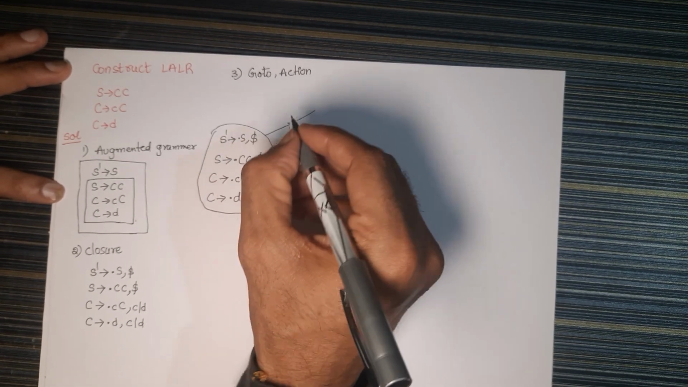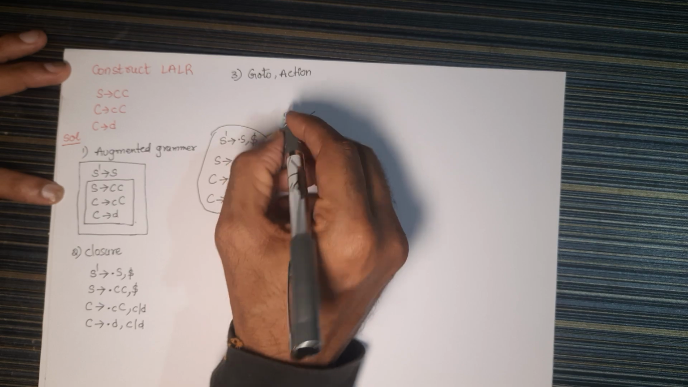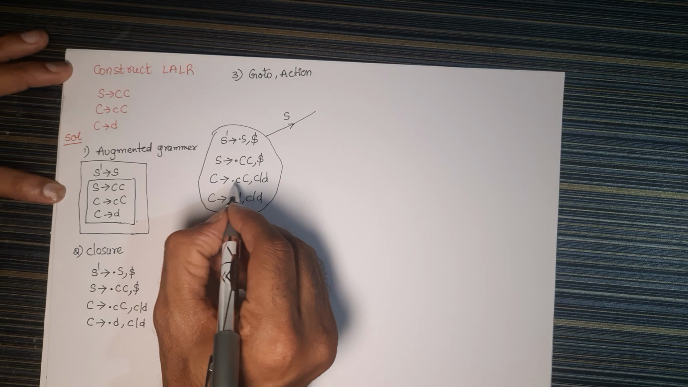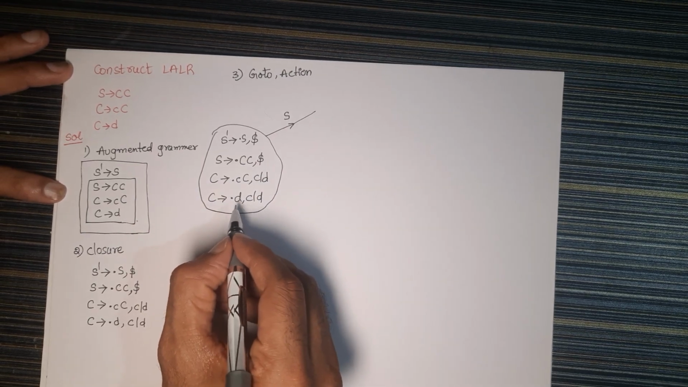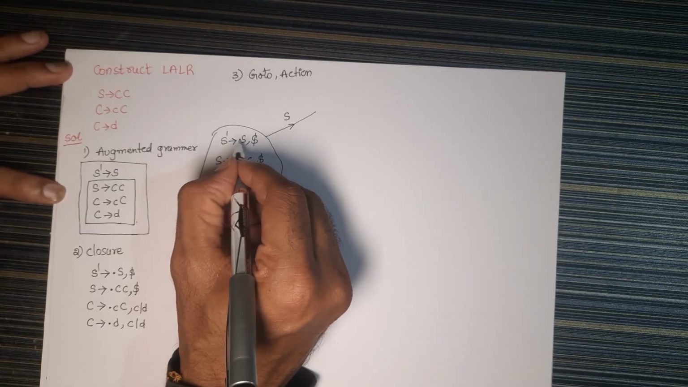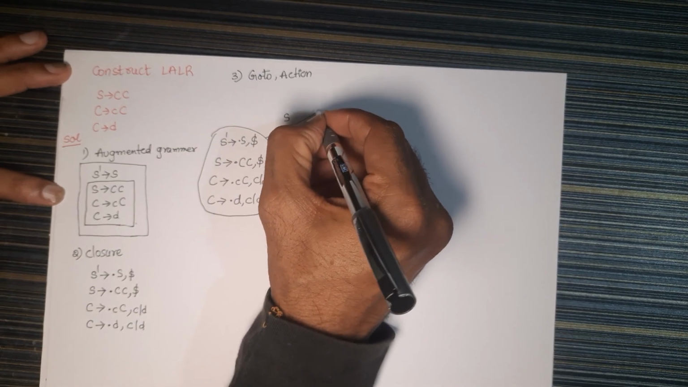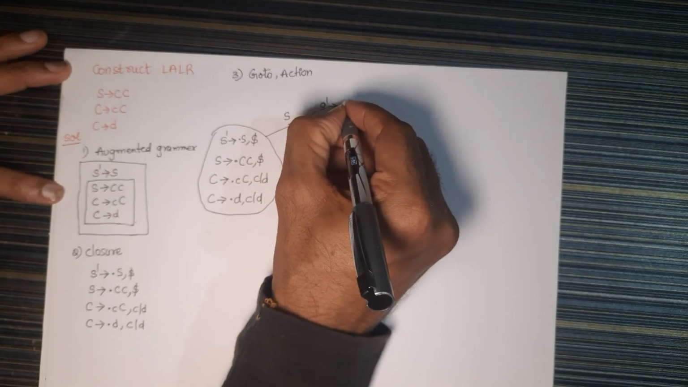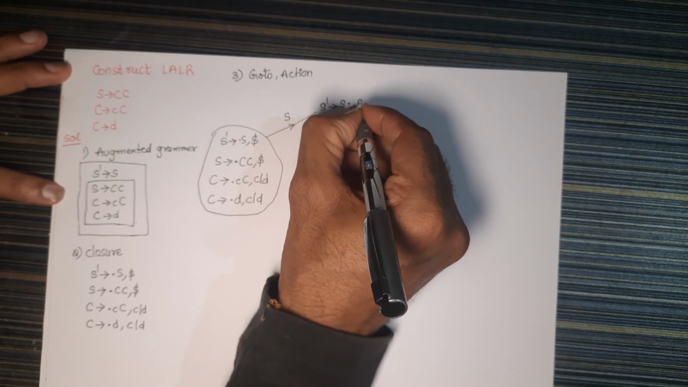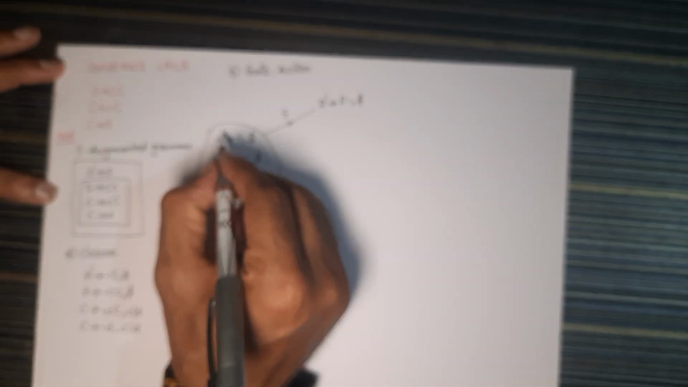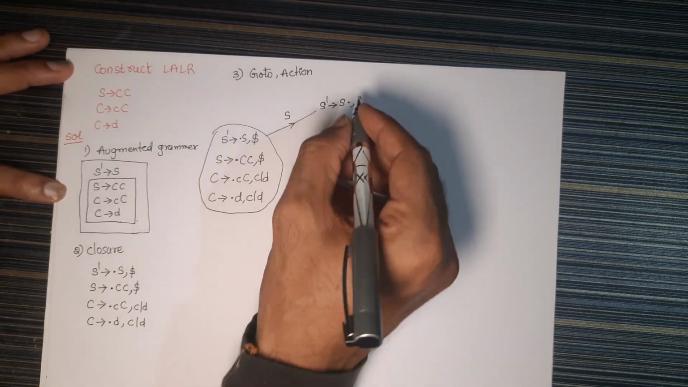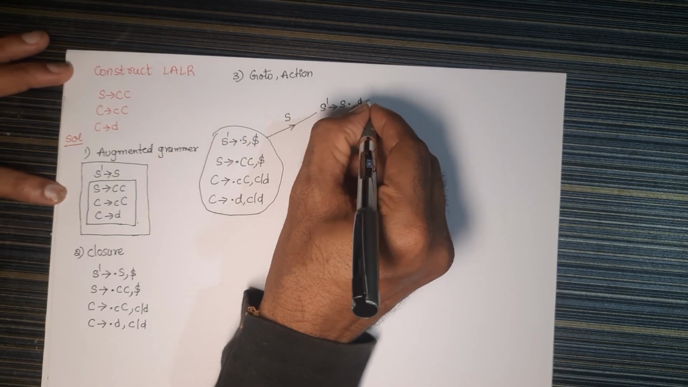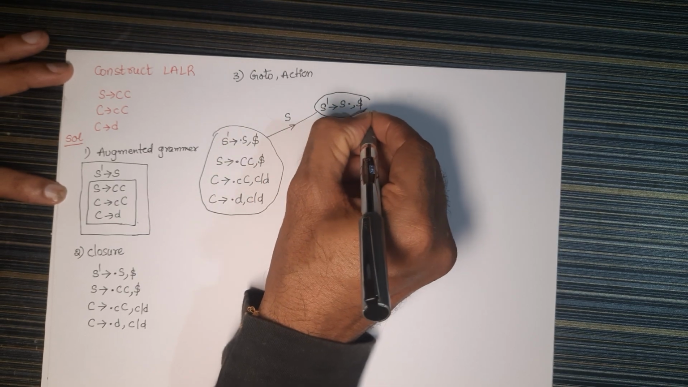after the dot we have S, so you just write S here. We are finding goto of S, goto of capital C, goto of small c and goto of small d. When you find goto of capital S, the value will become S' → S., $. So S' → .S will become S' → S., $. So the first statement we will write like this.